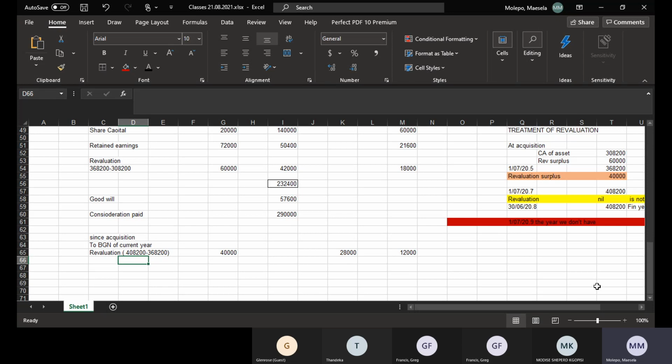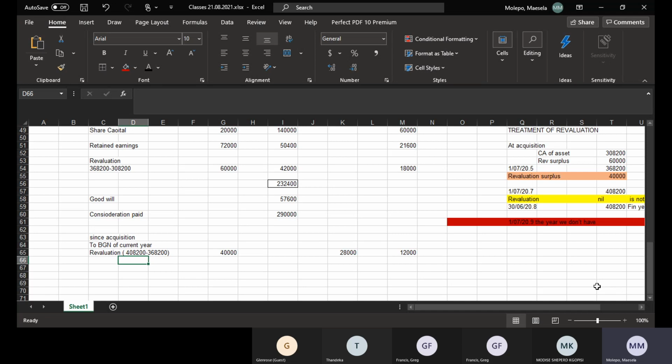So now we're going to go to the current year. We must have the retained earnings at the beginning of the year based on the current year. On the current year, the retained earnings of B Limited is sitting on 137,600. However, they didn't say this is retained earnings at the beginning. Instead, it's given as the retained earnings at the end.